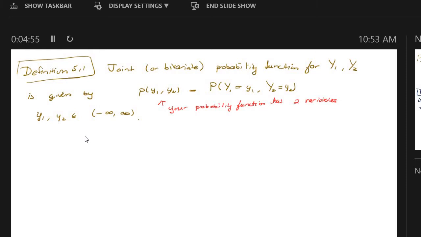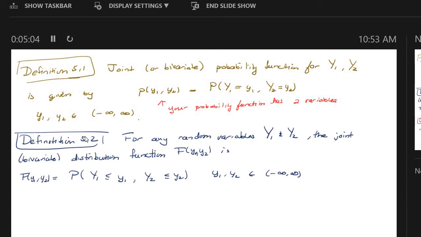So your probability function from before has now two variables. So that's why you're going back to 205, it's vectors. Okay, so the second definition: you have two things that are always important, the probability density function and the cumulative distribution function. Those are the two things. So how do you go from one to the other?